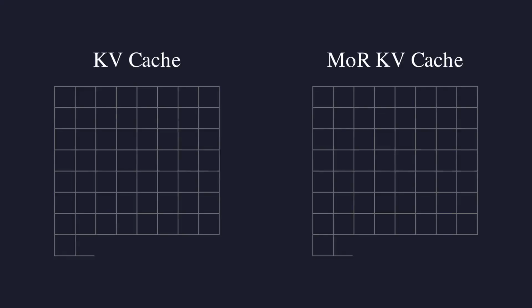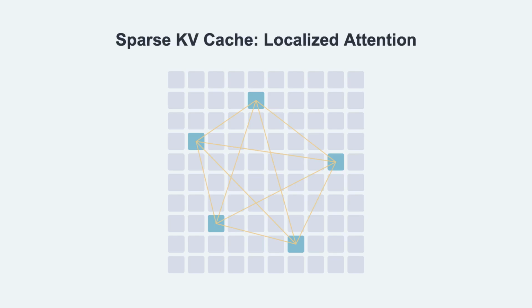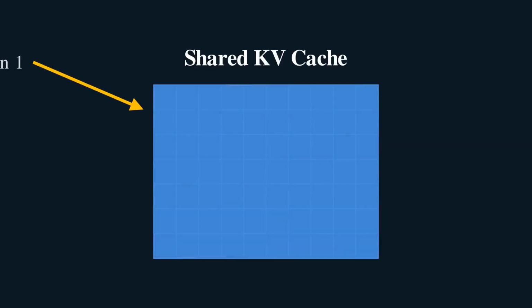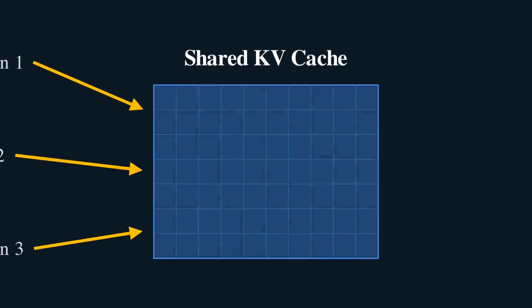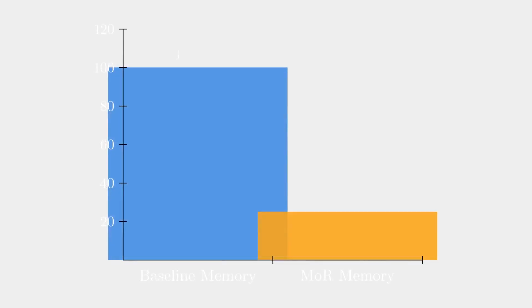With recursion-wise caching, we only store keys and values for selected tokens. This restricts the expensive quadratic attention to a small group of active tokens. With recursive KV sharing, the model computes the cache only once. All subsequent recursions reuse this same globally shared cache, saving memory.